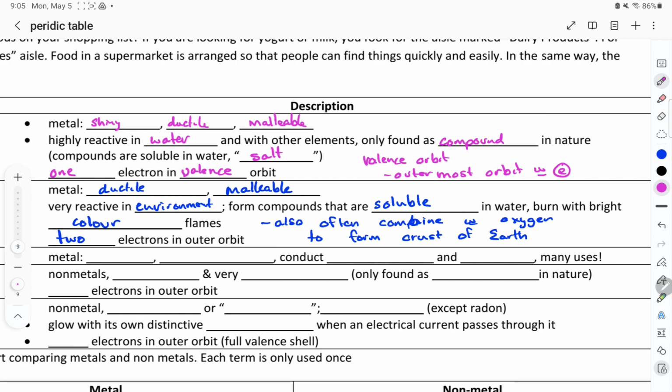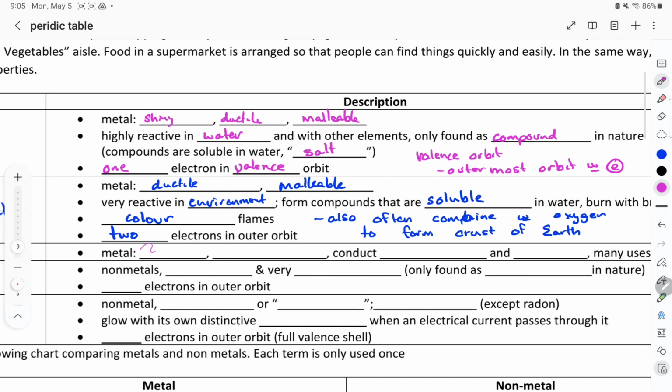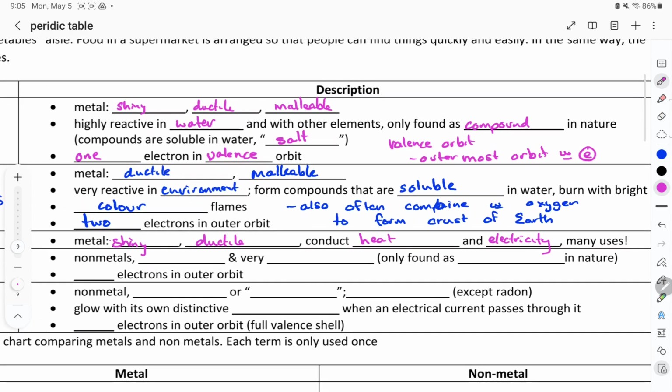Okay, my transition metals, which are our short columns in the middle, they are shiny, they're colorful, they're ductile and malleable, and they're really good conductors of heat and electricity. And they have lots of uses, and when they're dissolved in water, they often form solutions with lots of colors. For example, a solution with copper ions dissolved in it is a nice blue.